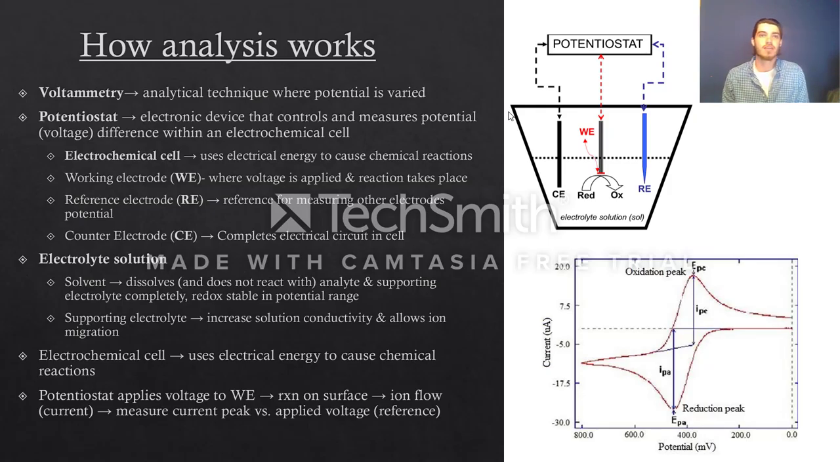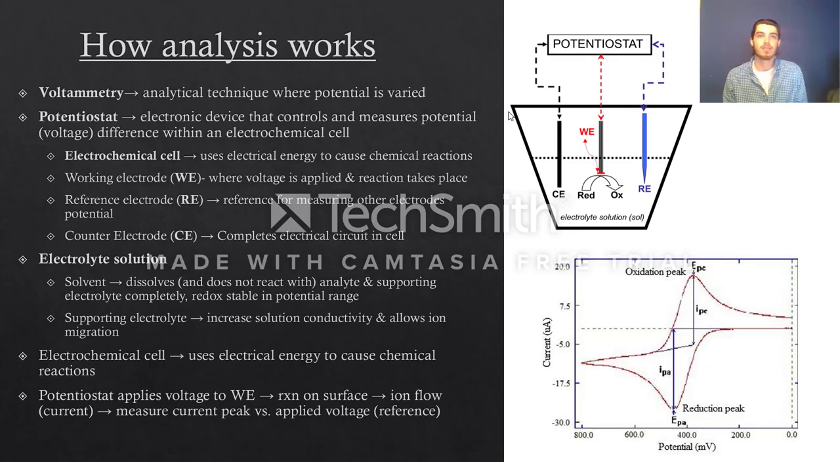The working electrode is where the voltage is applied and where the redox reaction takes place. The reference electrode has a stable and well-known electrode potential, which is independent of the electrolytes and is used as a reference point. The counter electrode completes the electrical current in the electrochemical cell.